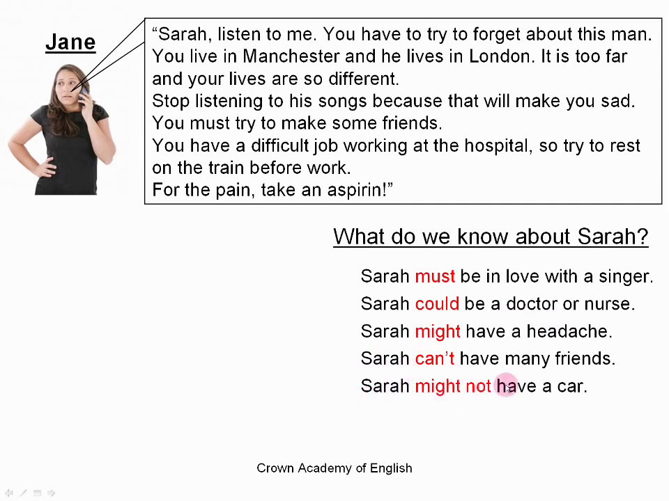Sarah might not have a car. All right. It is possible she has a car. It is possible she does not have a car. Because we know that Sarah takes the train to go to work. But we cannot be sure Sarah does not have a car. So, because we are not sure, and because this is the negative, we say Sarah might not have a car. Okay?